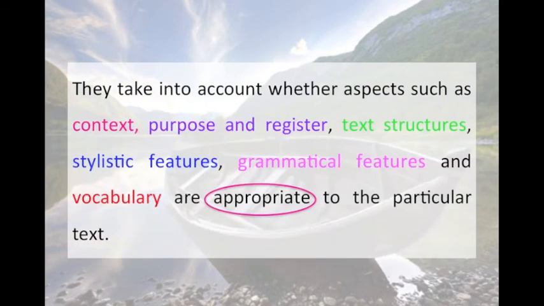You also need to take into account all these aspects of text: its context, so the situation in which it was written; the purpose and the register, why is it written, what tone is it written in; the structure of the text; the stylistic features of the text, what kind of style is it in; the grammatical features, so have they used grammar in an unusual way, how does their use of grammar create a tone; and the vocabulary, their word choice. Are those things appropriate to the particular text? This is also about your writing. Are you writing and using those things in a way that is appropriate to what you're trying to do?